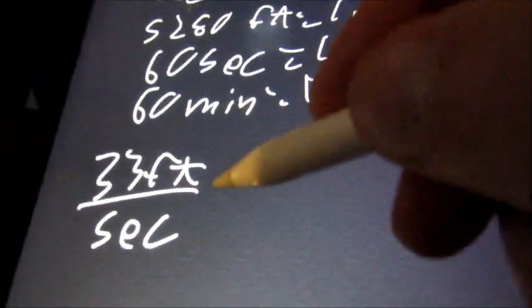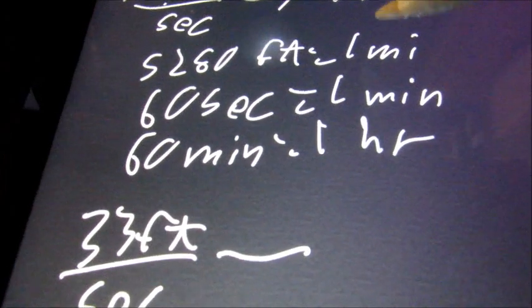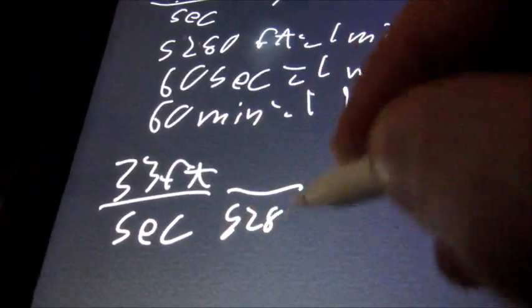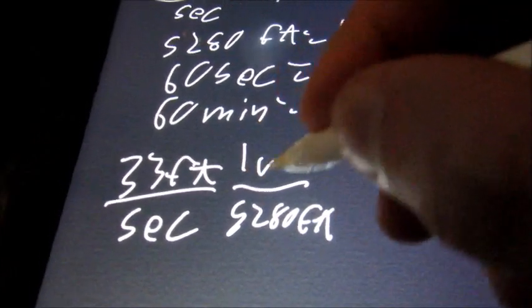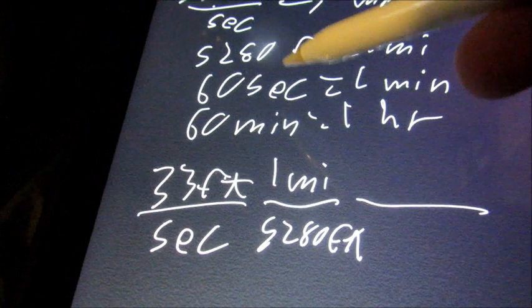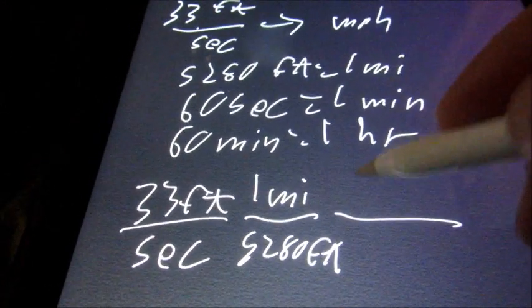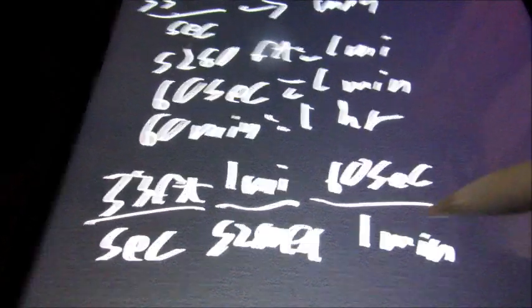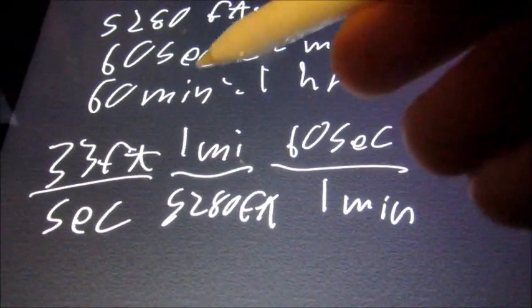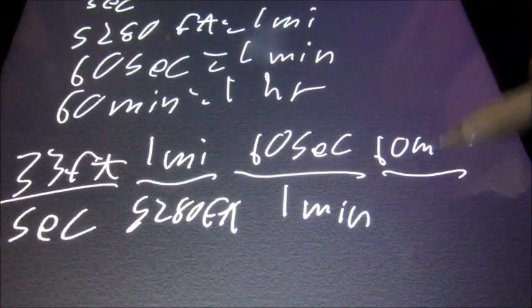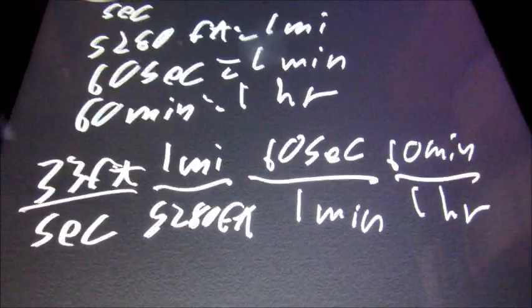Okay, so now I'm going to change my feet into miles. So I know that I have feet on top, so that means 5280 feet on bottom to 1 mile on top. And now I have seconds on bottom, so I need seconds on top, so 60 seconds over 1 minute. And now I have minute on bottom, and so I need to put my minute on top, 60 minute over 1 hour.